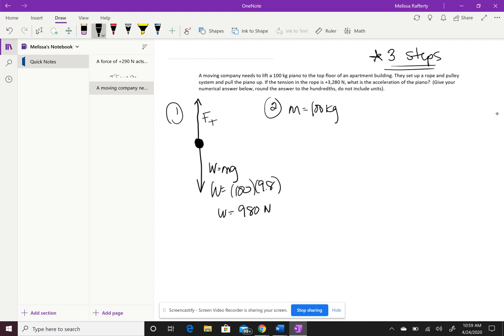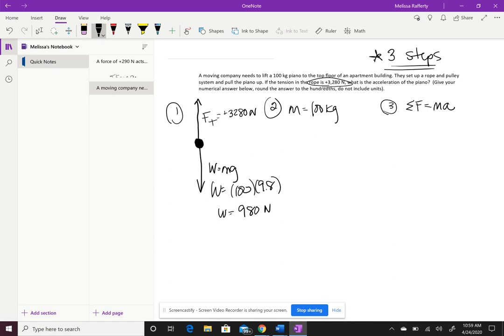So our known variables, we know mass, we know weight, and we also know tension was given to us. Tension in the rope is positive 3,280 newtons. All right, so step 3 is solving for your missing variable. You're always going to use net force equals ma, Newton's second law.